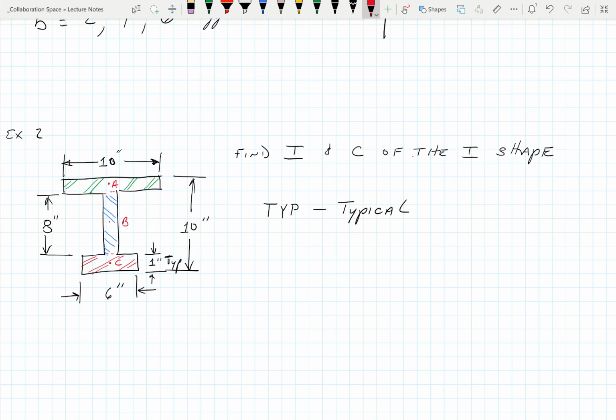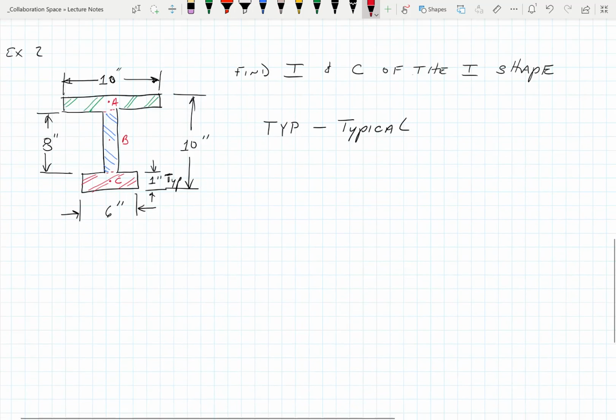Okay, so we got 3 different shapes in there. I did it in 3 different colors so you can see it. You don't have to. Just know that we're going to break it into 3 different shapes. Okay? Cool? All right. So we have to find the C and I. Yes. And there's a table that I'm going to show you here. It's going to make your life somewhat simpler or more complicated.